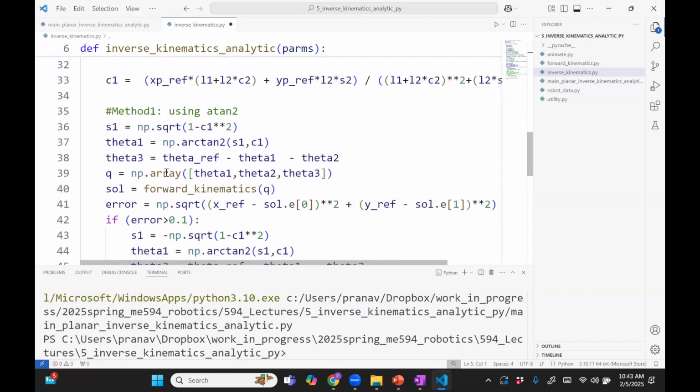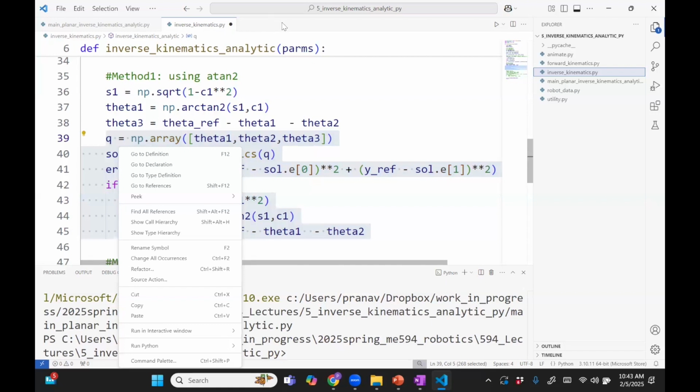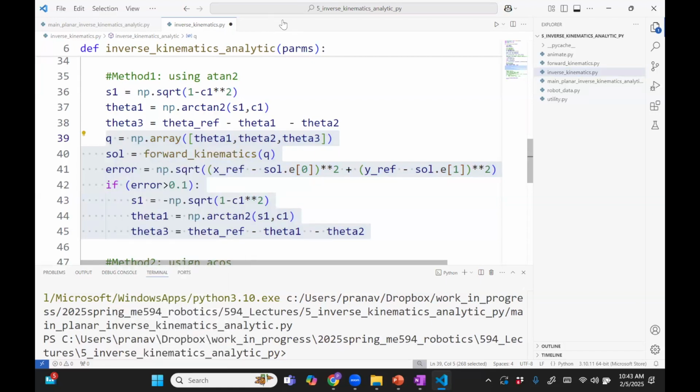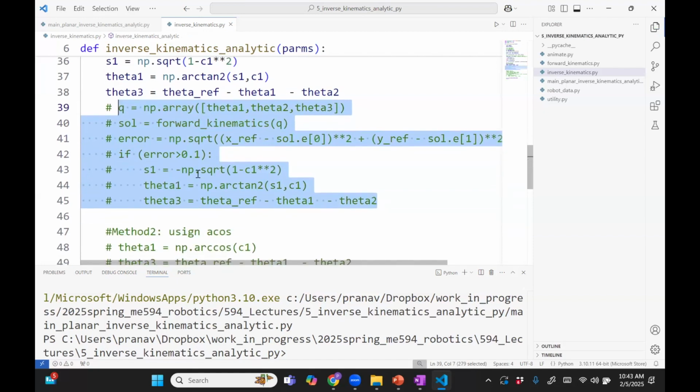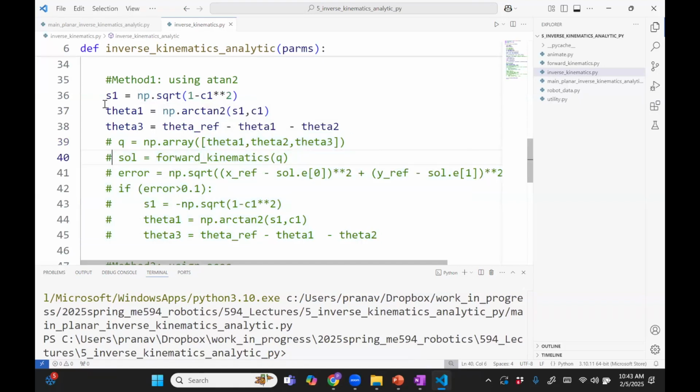I got S1. Now, as I said, let's just comment this out. What was the shortcut to comment it? Control slash. It's not working. Okay, there it works. So I just commented out some parts. So I got S1 and computed theta1 using arc tangent. I said there are two solutions to this, S1 positive and negative. So let's just run this and see what we get.